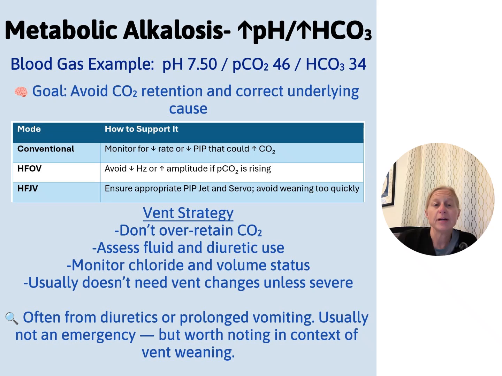So we come to metabolic alkalosis. So you have a high pH, right? 7.50. You've got a high bicarb, so they're both moving in the same direction, metabolic equal. And our CO2 is 46. Maybe we're trying to help compensate here slowly.